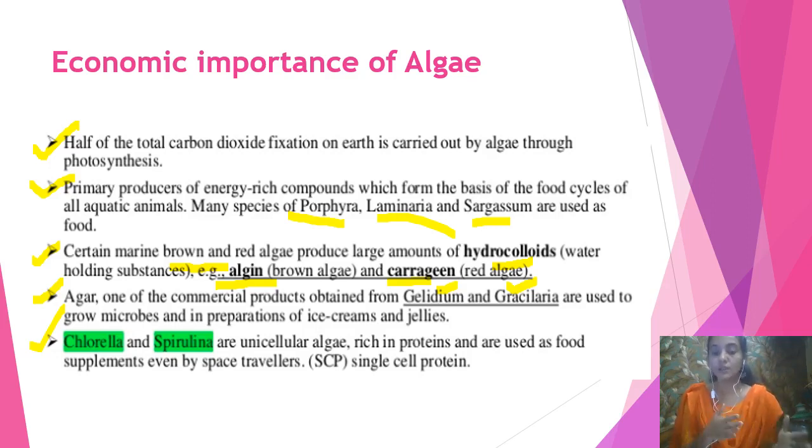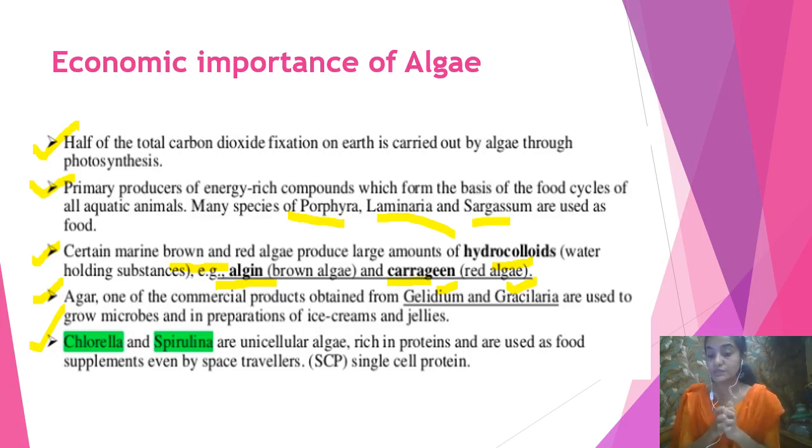Here, chlorella and spirulina have been converted into the form of tablets because they are rich in protein. This protein is normally called single cell protein. So if you are taking this single cell protein, your food supplement will be done. Okay, so this is also important for you.